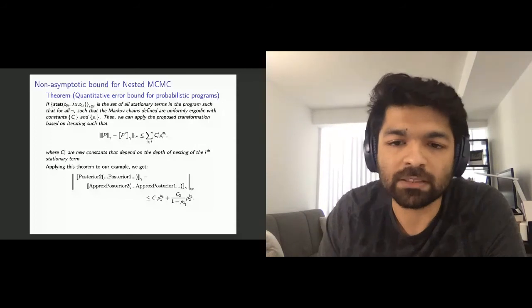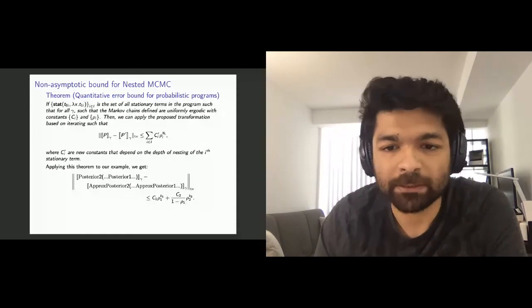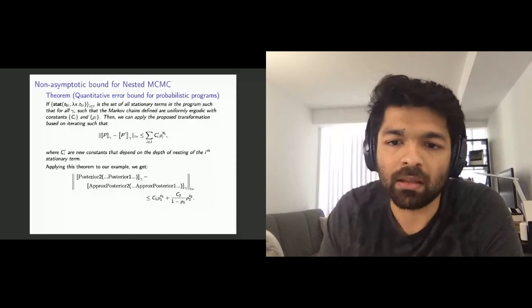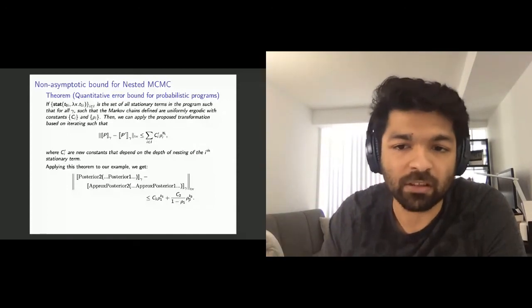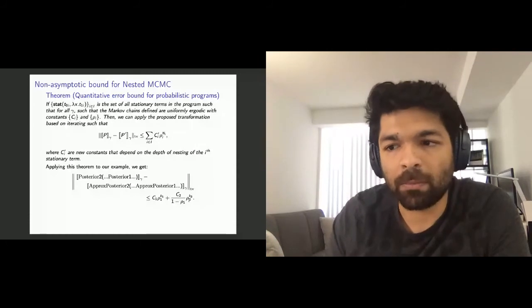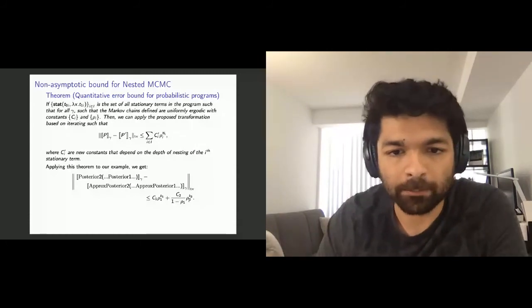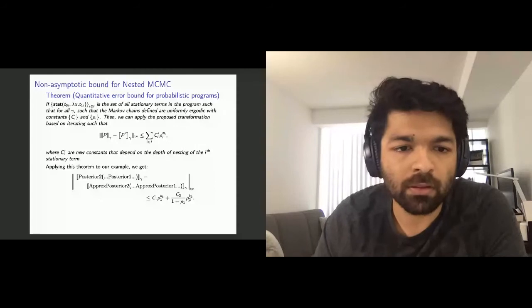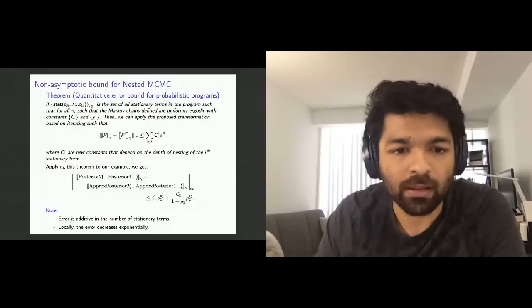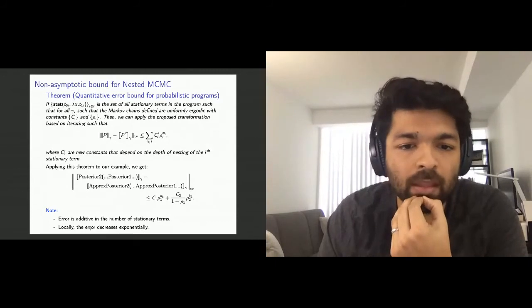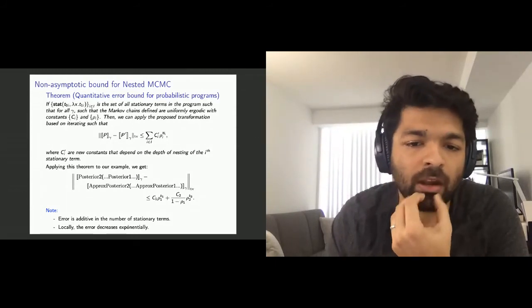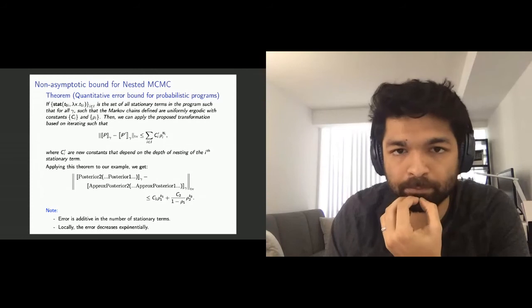So this constant is scaled up essentially. But overall, asymptotically, the rate at which it's converging still depends on the number of steps I take. So there are two points I'd like to make. The error is additive in the number of stationary terms, and locally the error decreases exponentially.